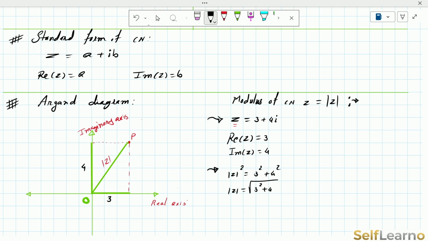Do not play with numbers, my dear. We want to understand the concept. So I'm keeping this as it is. And if you want, it is 5. And now please do not tell me that you should write plus or minus 5 over here.